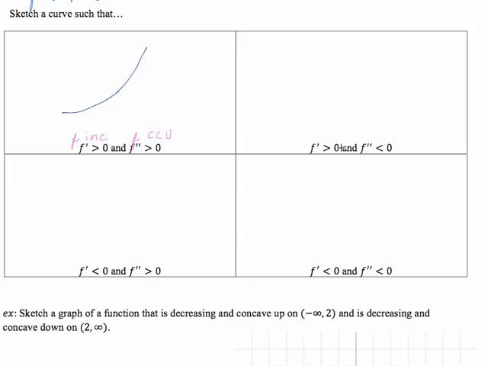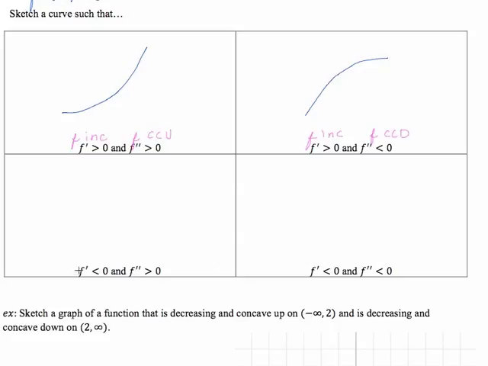Okay, if f prime is greater than 0 and f double prime is less than 0, well, if f prime is greater than 0, then f is still increasing. But if f double prime is less than 0, that means f is concave down. So it has to be increasing or going up, but curve downwards. So it'd have to look about like that.